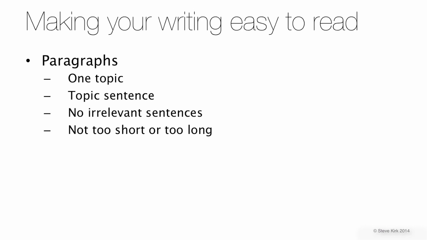Now basically these are the rules for writing clear paragraphs. You should have one topic per paragraph. Paragraphs should start with a topic sentence. You should have no irrelevant sentences, and they should not be too long or too short. So basically you don't want to have a whole bunch of really short paragraphs, and you don't want to have paragraphs that are 1 page long. Basically 2 to 3 paragraphs per page is good.